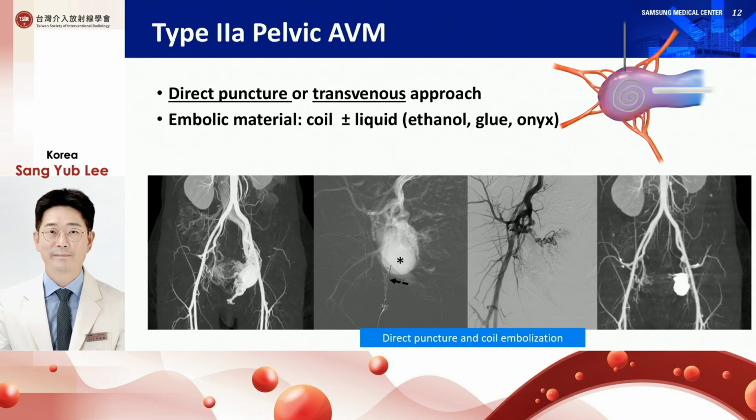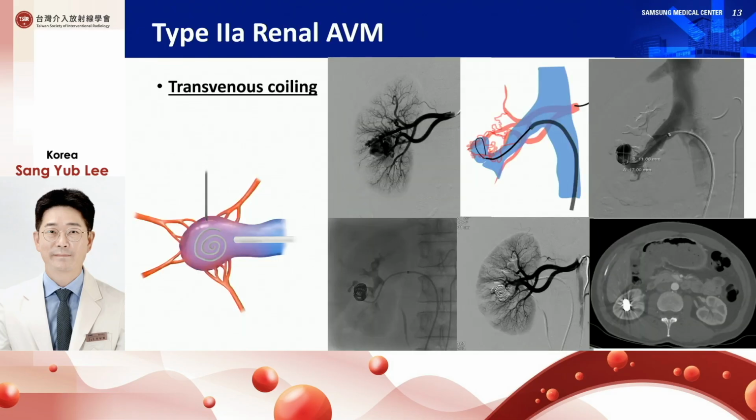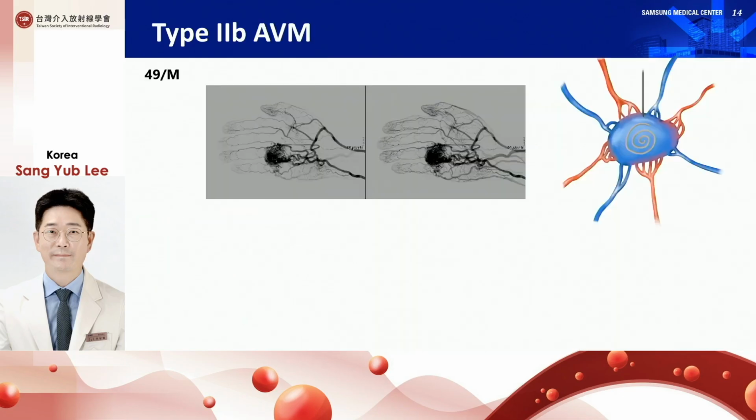This is a type 2A, one single draining vein and numerous feeding arteries. In this case, we punctured directly the venous sac, and coil embolization was performed, and the lesion disappeared. This is a similar one, with transvenous access and coil embolization. If you want to treat this using transarterial embolization, we can make a big parenchymal necrosis.